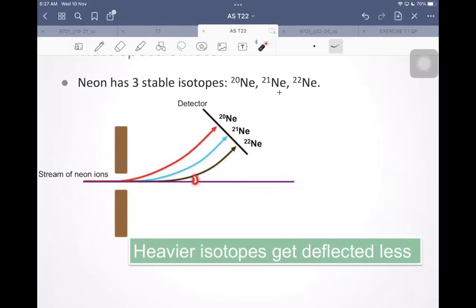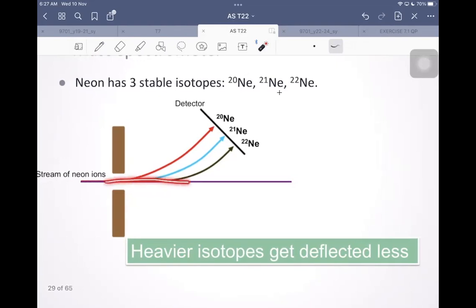Okay, so you can see that the black route has the smallest angle, so we say that it gets deflected less. Whereas the red route, if you compare it to the baseline, which is the purple line, the angle is the biggest. So the biggest angle of deflection means it has the biggest deflection. So that means it deviates the most from your baseline. Okay, if there was no deflection, we would expect them to continue traveling in a straight line, right? But because of the magnetic field and because they have different masses, they are deflected at different angles. And what you need to conclude from here is that the lighter the mass, the more it gets deflected. The heavier the mass, the less it gets deflected.